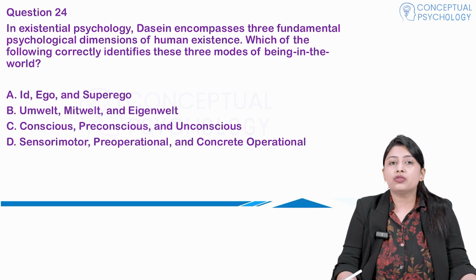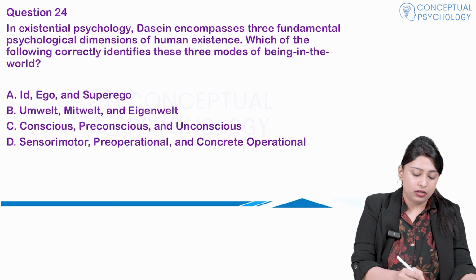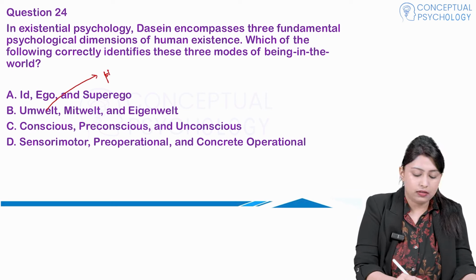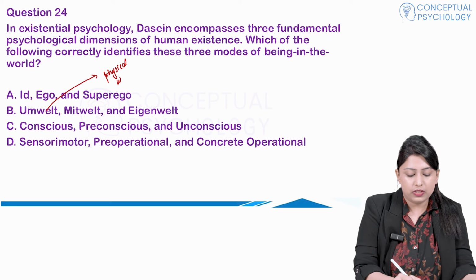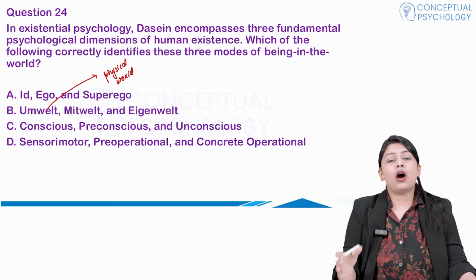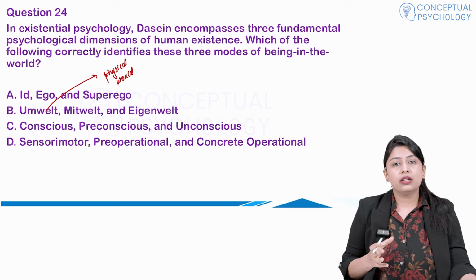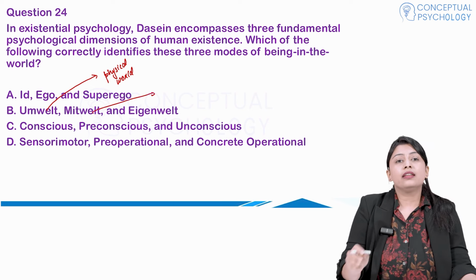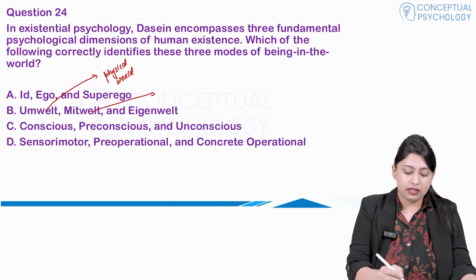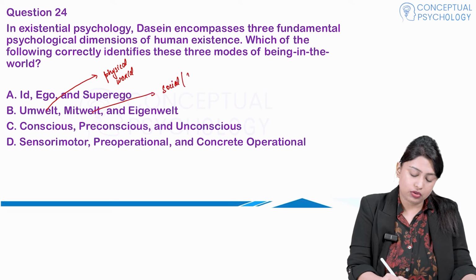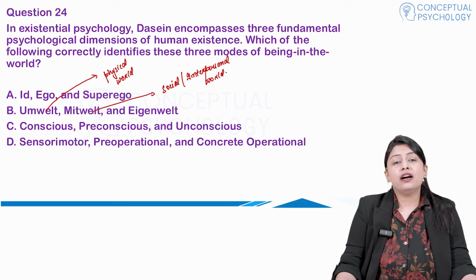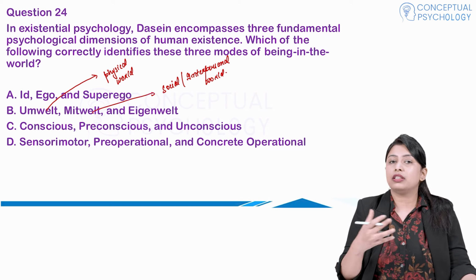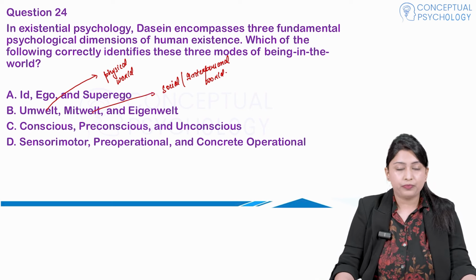So Umwelt refers to the biological or the physical world. Okay, so our relationship with the natural environment, our bodily needs and the biological drives. Mitwelt represents the social or interpersonal world. Here are relationships with other people, social interactions and shared cultural meanings.